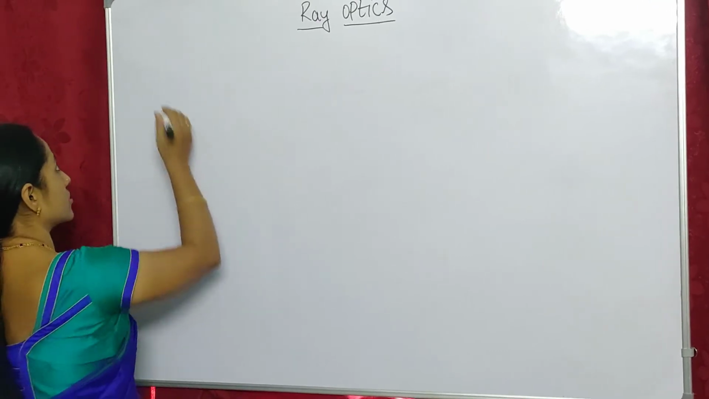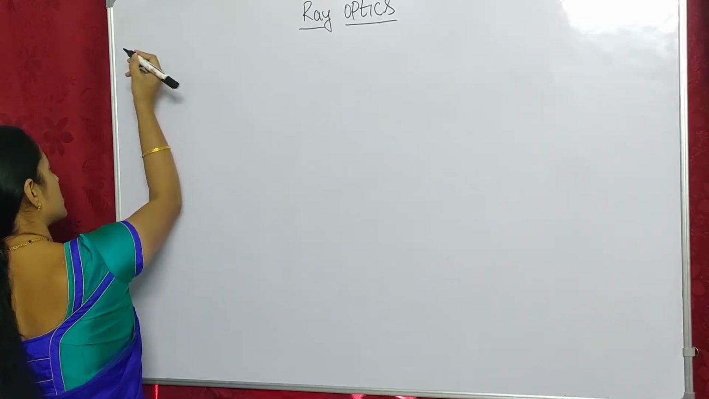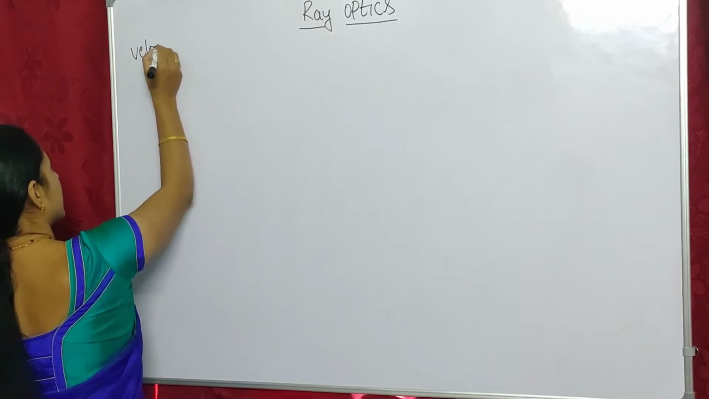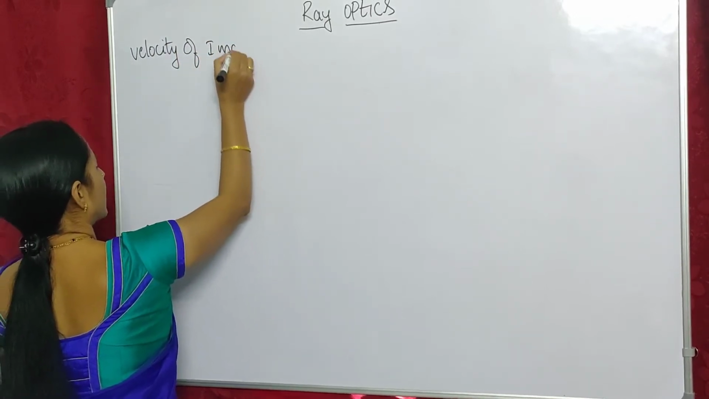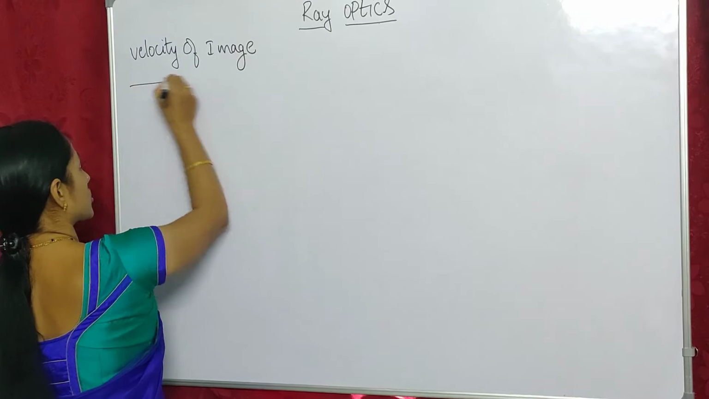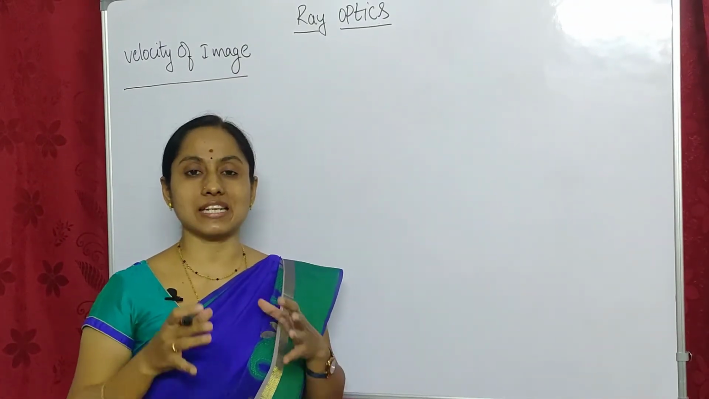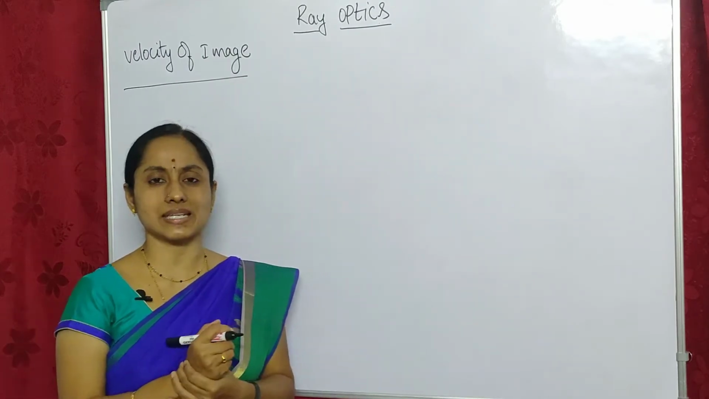Today's topic is the motion of the object and image. So we put the heading as velocity of image and object. We are going to analyze how to find the velocity of an image. So what is the need?